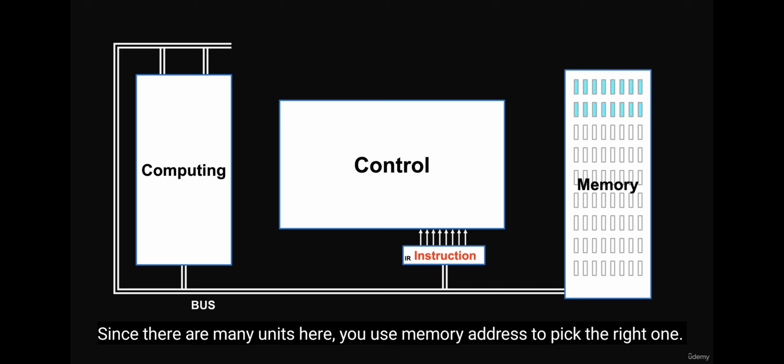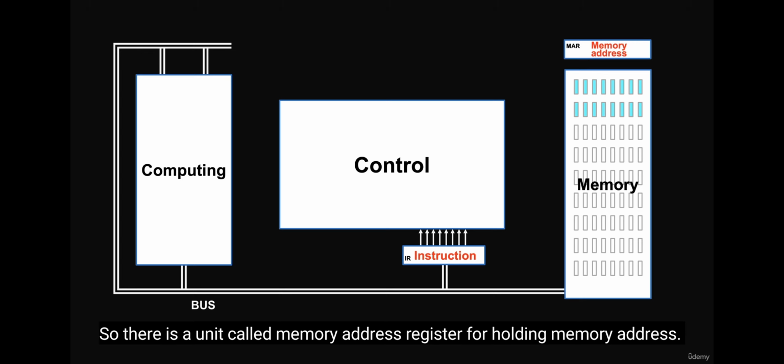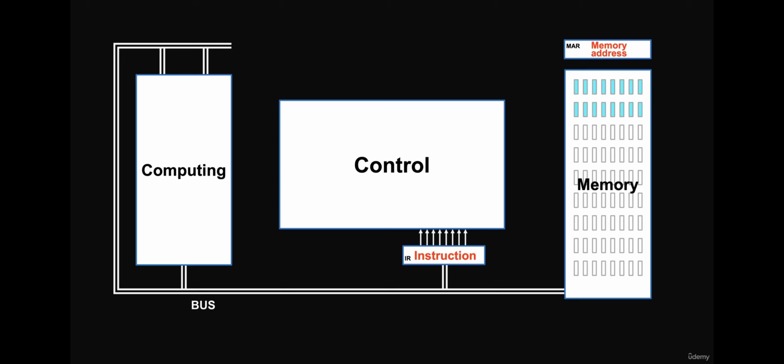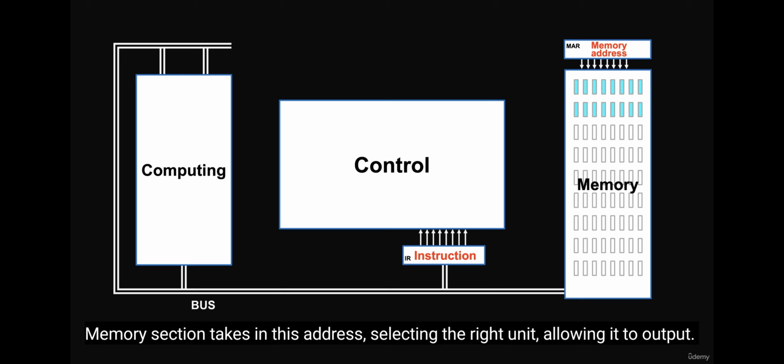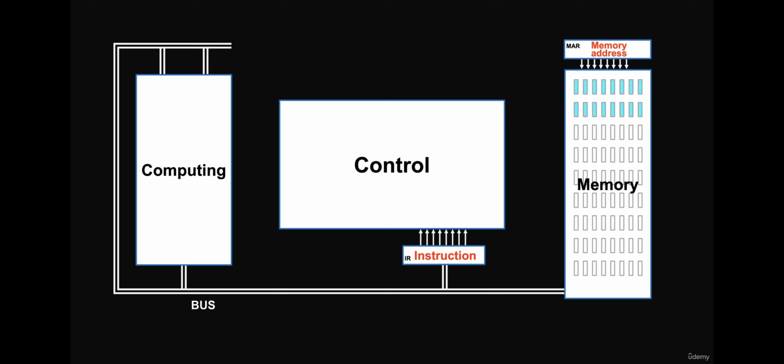Since there are many units here, you use a memory address to pick the right one. So there's a unit called the memory address register for holding the memory address. The memory section takes in this address, selecting the right unit, allowing it to output.